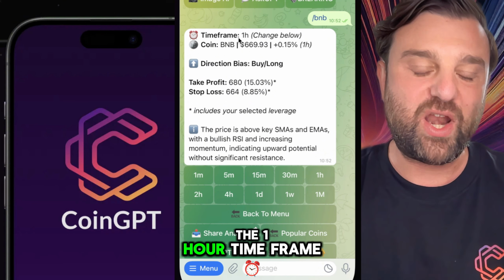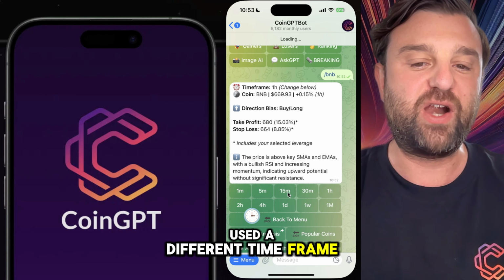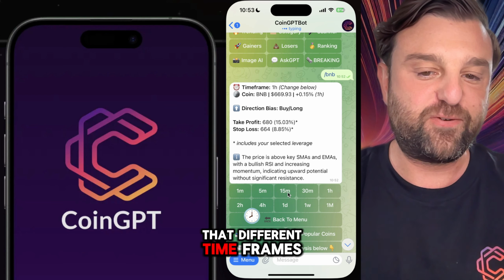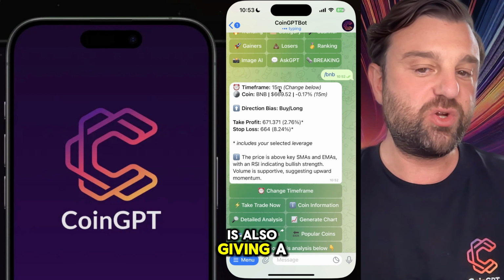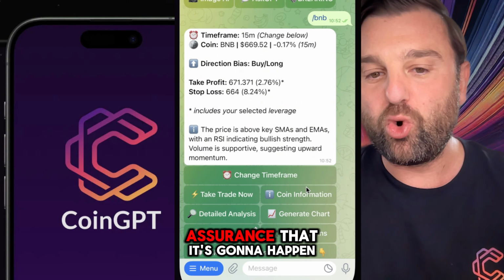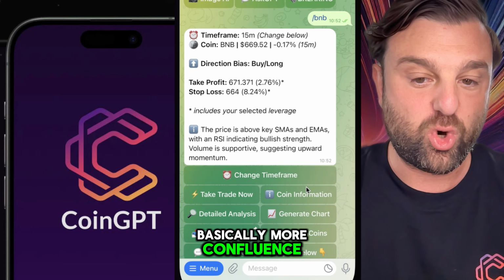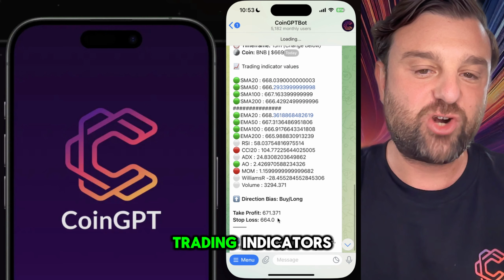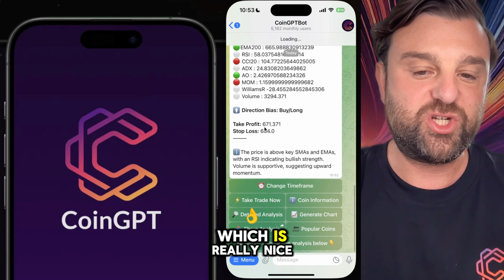Now, we know on the 1 hour time frame we have a long signal. What about if we used a different time frame, maybe a lower time frame? If we can find confluence that different time frames give the same result, for example 15 minutes is also giving a buy signal, well, that's really good. That gives us more assurance that it's going to happen, basically more confluence. We can even go into the detailed analysis and look at the trading indicators, which are all green, signalling a long trade, which is really nice.